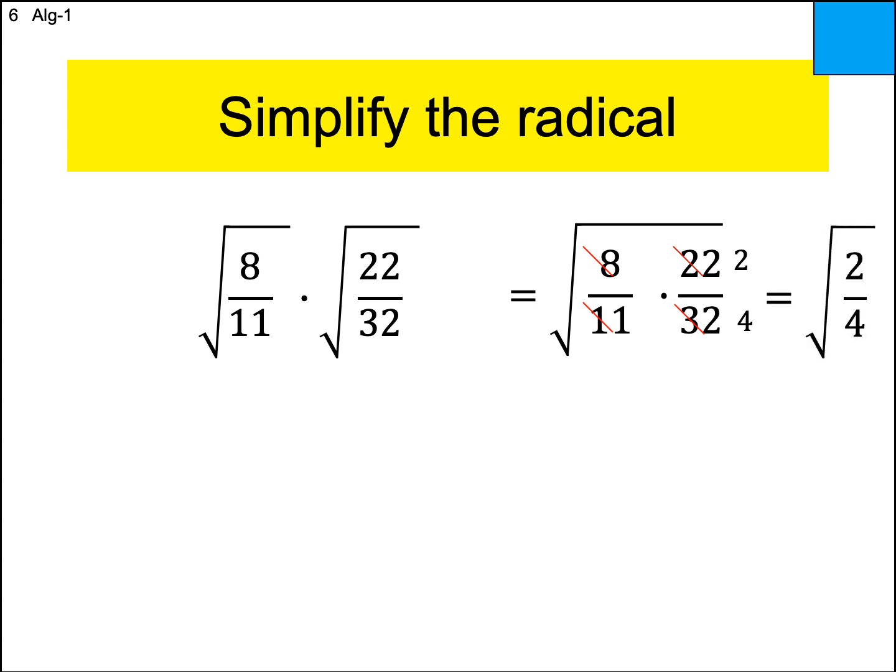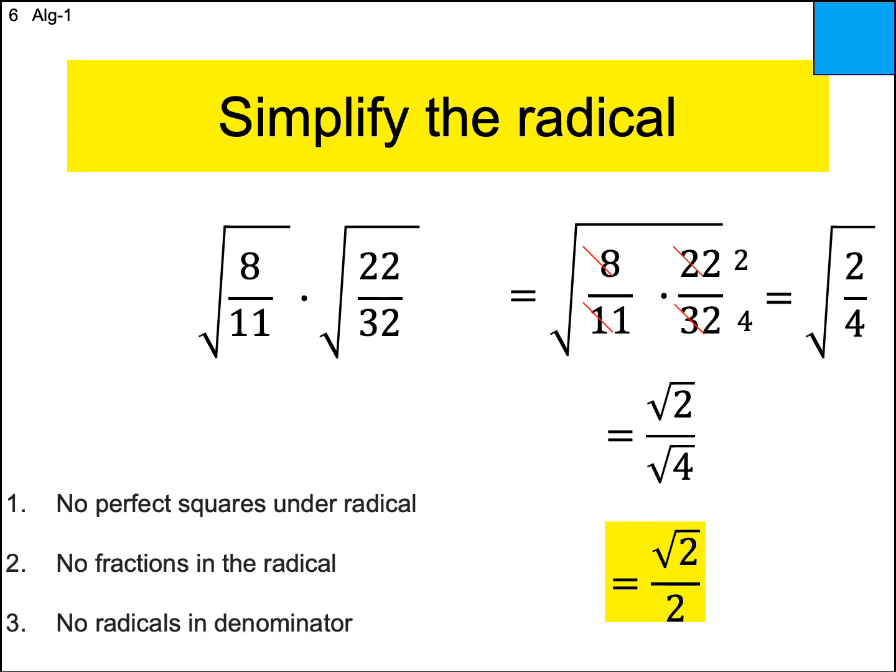Okay, so technically right now we're in violation of rule number 2, right? No fractions. But as soon as we see if we can simplify this, the square root of 2 over the square root of 4, we see that the square root of 4 is 2. So we get root 2 over 2, and let's see, we're good for rule 1, we're good for rule 2, and we're good for rule 3. So we know we fully simplified.